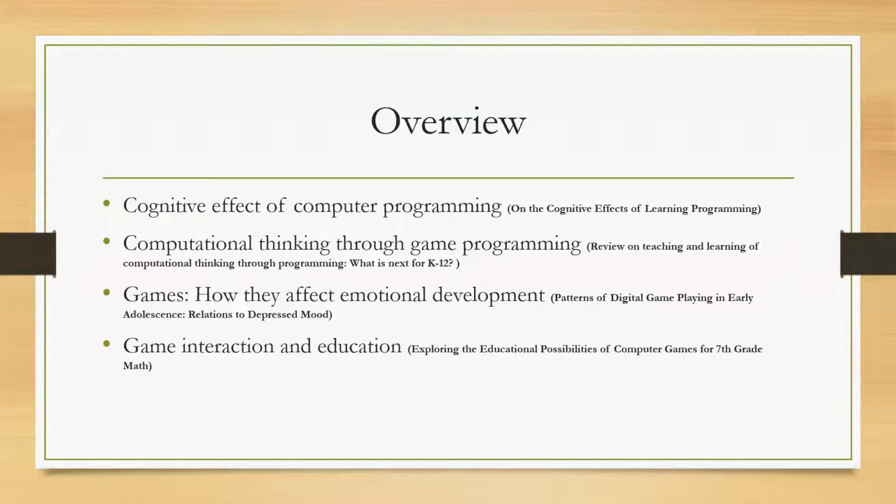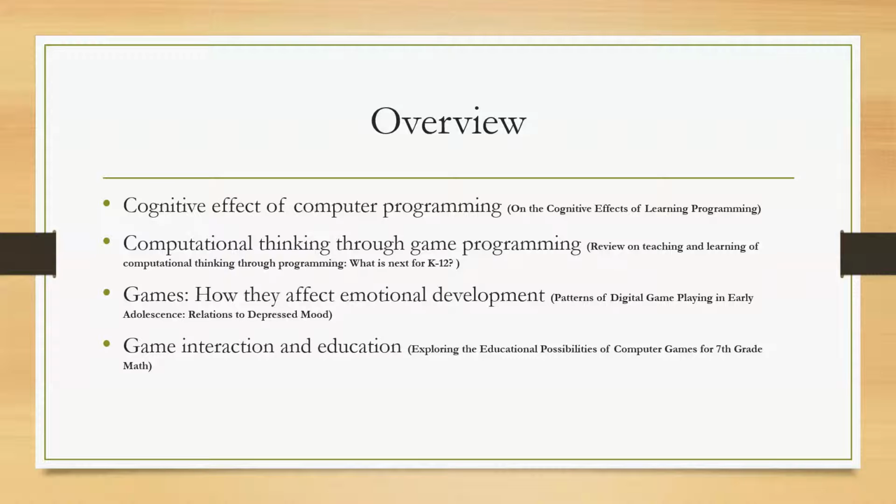The 4 papers were on the cognitive effects of learning programming, review on teaching and learning of computational thinking through programming, what's next for K through 12, patterns of digital game playing in early adolescence, relations to depressed mood, and exploring the educational possibilities of computer games for 7th grade math.